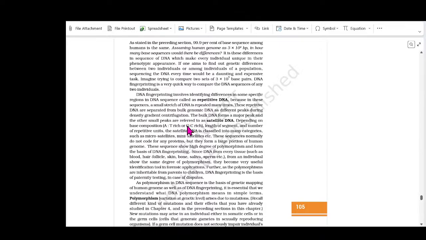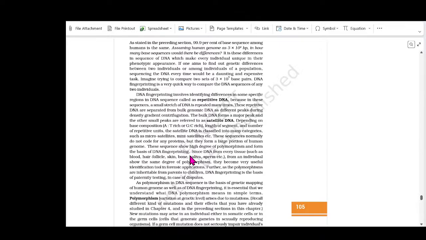Depending on base composition, length of segment, and number of repetitive units, the satellite DNA is classified into many categories such as microsatellites, mini satellites, etc. These sequences normally do not code for any proteins, but they form a large proportion of human genome. These sequences show high degree of polymorphism and form the basis of DNA fingerprinting.